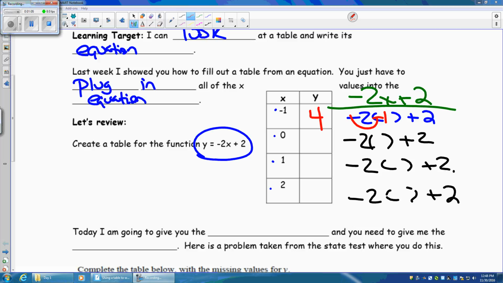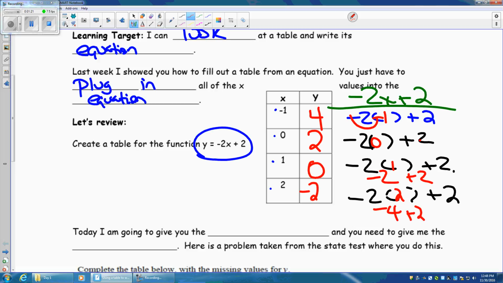All right, so hopefully you guys had a chance to try it. I'm going to plug in 0, 1, and 2. And I'm going to get 0 plus 2 is 2. -2 plus 2 is 0. -4 plus 2 is -2.